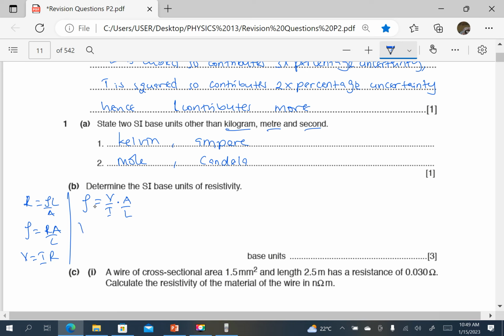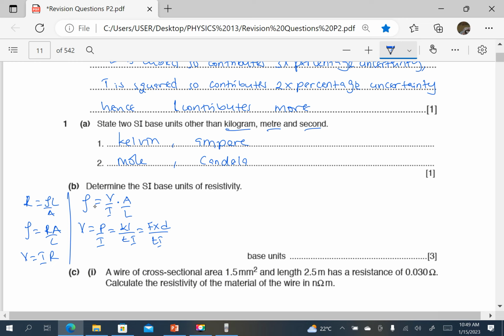Again, we know that V is equal to power over I. From electricity, power is IV. And we also know that power is work done over time. So this will be work done over time times I. And we also know that work done can be force times distance. So this will be force times distance over T times I. We are still finding V.